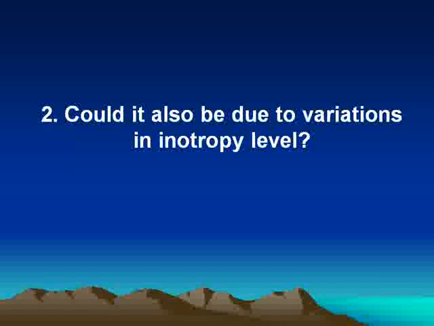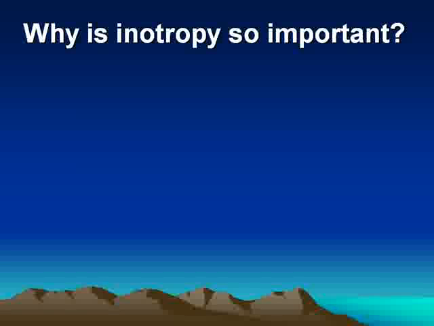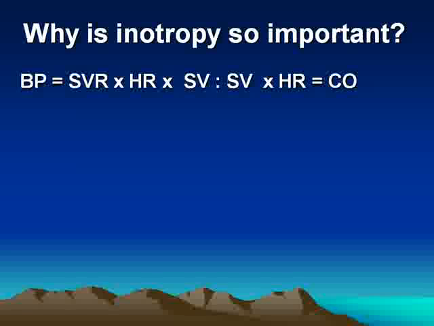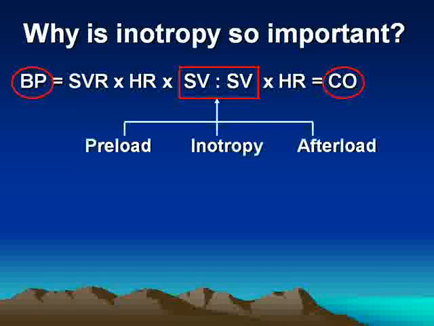Could it also be due to variations in the inotropy level, variations in myocardial contractility? Well, why is inotropy important? Well, these basic formulae that we learnt at the start: blood pressure is systemic vascular resistance times heart rate times stroke volume. Stroke volume times heart rate, of course, is cardiac output. So these two vital parameters, blood pressure and cardiac output, both depend crucially on stroke volume. And stroke volume, as we know, depends on preload, inotropy and afterload.